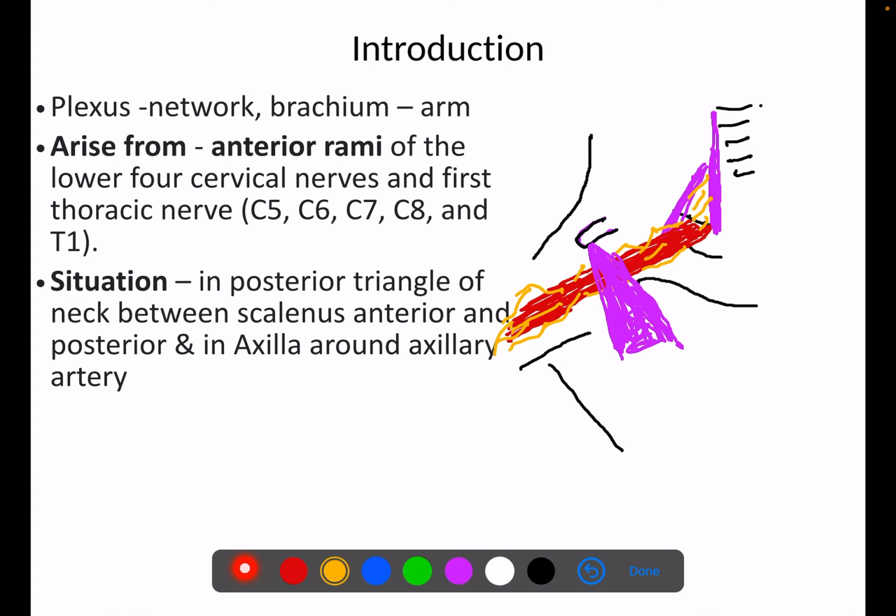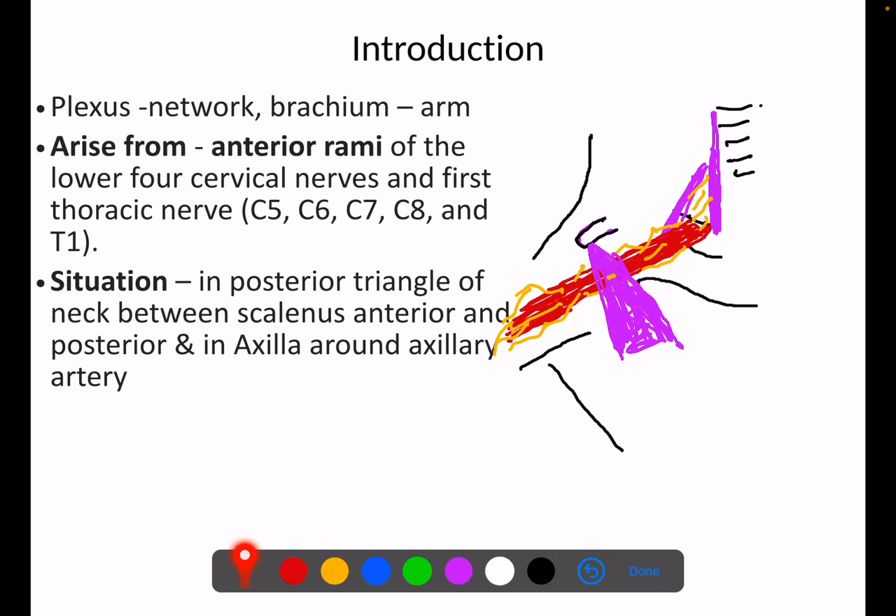They are labeled according to the second part, which is posterior to this pectoralis minor muscle, as the lateral cord, posterior cord, and medial cord. It means it is lateral to the axillary artery, then posterior to the artery, and medial to the artery.